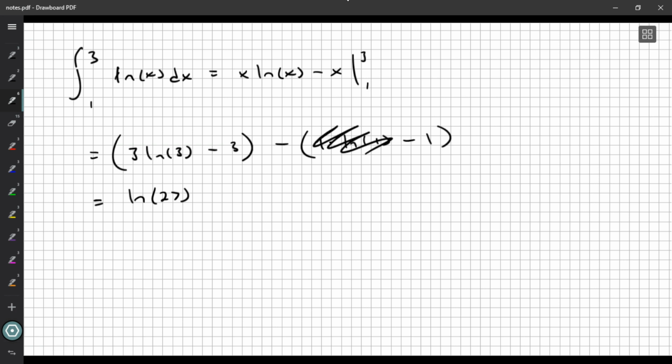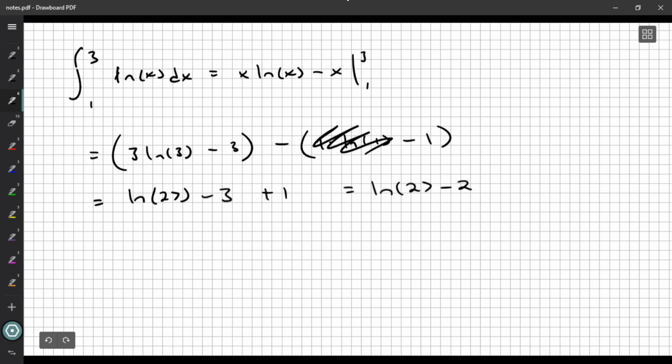I know a lot of people like having a single ln, and they don't like multiples of lns, but it really depends on your style, whether or not you want to do that using logarithm properties. Make the 3 sort of hop up here, and make it ln of 3 cubed. I'll do that just for fun. So ln 27 minus 3, and then minus 1 is plus 1.